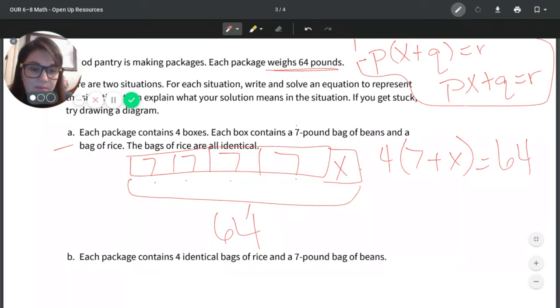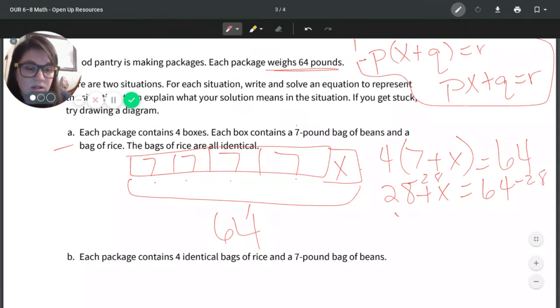Okay, so let's work it out. 4 times 7, we've got 28 plus x is equal to 64. Again, we have that format. We can either rewrite the format, or if you're kind of used to it, go ahead and leave it the way that it is. Subtract 28, which is the constant, from both sides. You're going to get x is equal to 36.